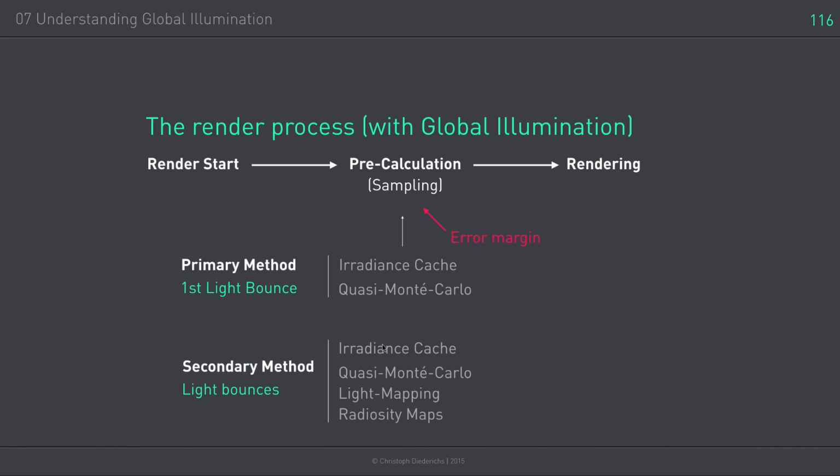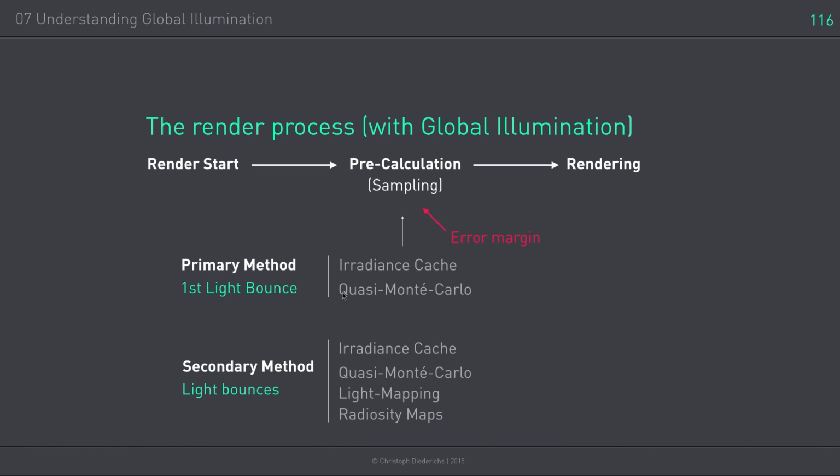Now in the secondary method, we can combine either the irradiance cache or the quasi-Monte Carlo with our first rendering method, or we can pick another one. If you want a super detailed, high quality rendering, you could go, for example, with the quasi-Monte Carlo in the primary method and also the quasi-Monte Carlo in the secondary method. But this could lead to very long render times.